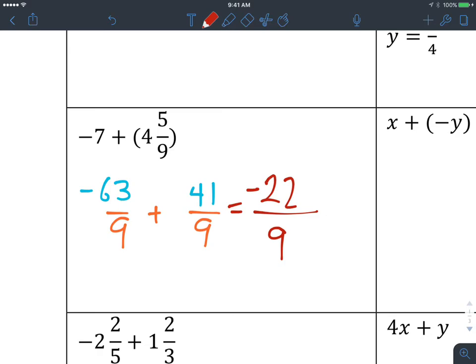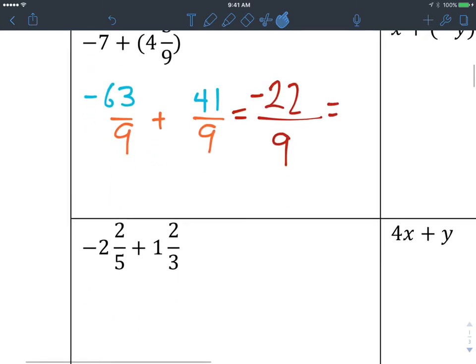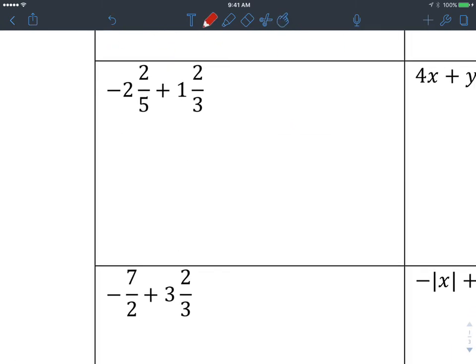Now the last thing I need to do in order to finish up this problem is I need to simplify. So -22 over 9 is going to simplify into a mixed number. I'll go ahead and let you do that on your own. Let's go over to number 2.